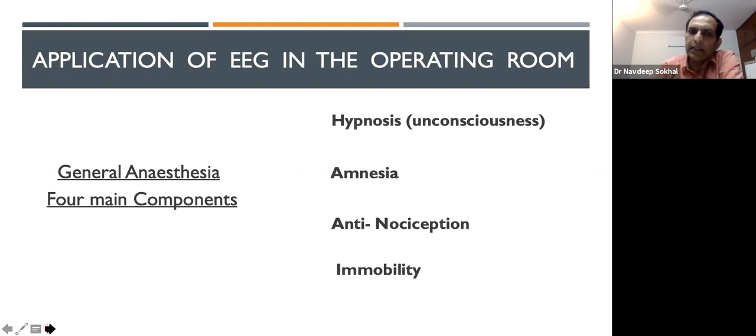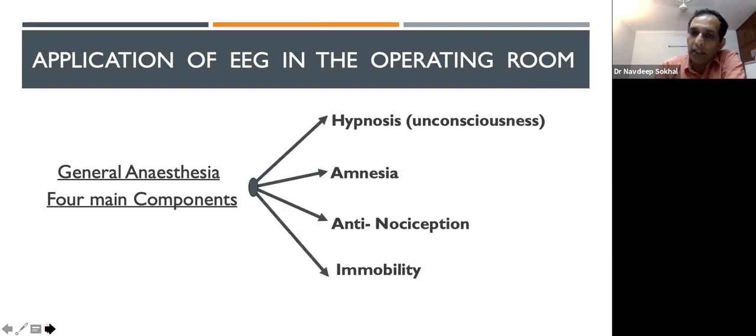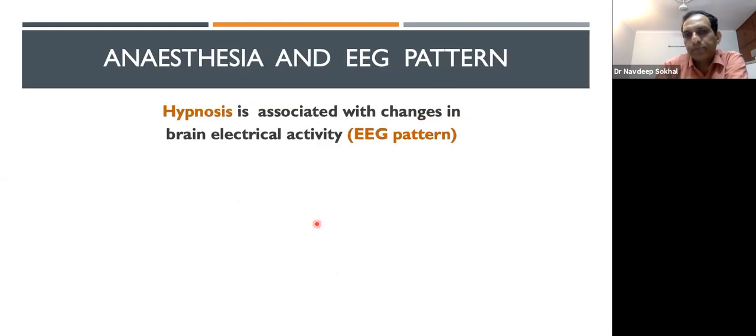We know that general anesthesia has four main components: hypnosis, amnesia, antinociception, and immobility. These are the four components of balanced general anesthesia, right? Hypnosis, that is unconsciousness; amnesia, that is avoidance of recall; antinociception, that is not perceiving the pain; and immobility. What we are monitoring by depth of anesthesia is only hypnosis. We are actually monitoring unconsciousness, hypnosis. The rest are secondary effects.